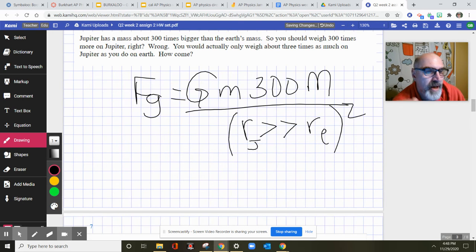And so that's going to have an effect on your weight on the so-called surface of Jupiter, which doesn't exist because it's a gas giant, but whatever. So it's going to cause the actual force of gravity to only be 3 times your weight here instead of 300 times.